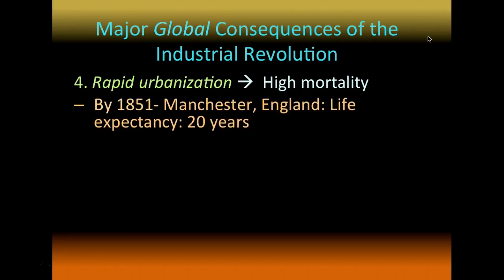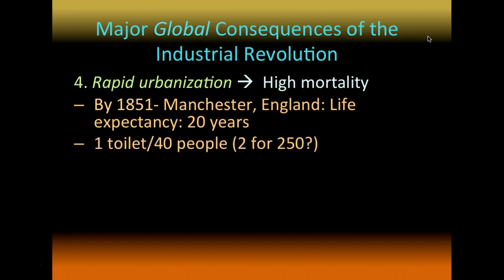One example of the challenges is in Manchester, which is in England. The life expectancy was 20 years old. So in general, people were expected to live until they were 20, and the work conditions and the living conditions were so bad, the diseases were rampant, that people were expected to die by the age of 20, and so many did. And this is in 1851 we're talking about here.